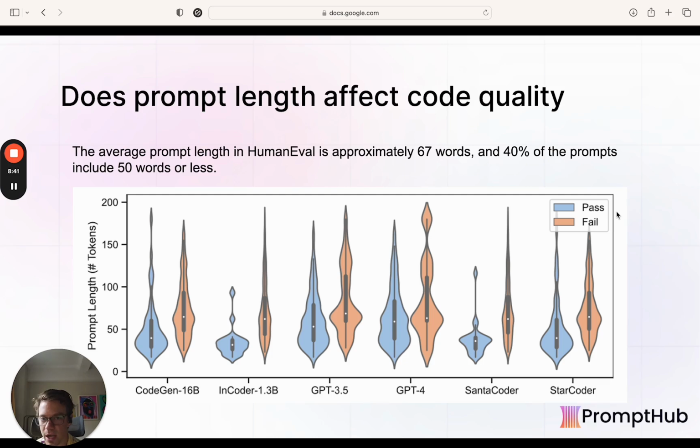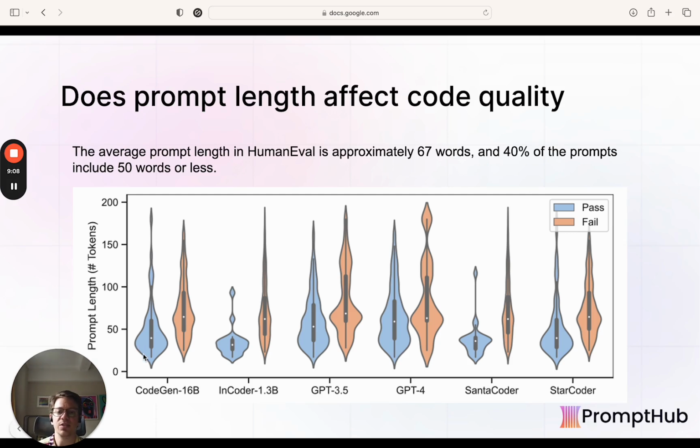And then they threw in this really interesting additional analysis towards the end, which certainly caught our eye, which was comparing prompt length versus code quality. They called it complexity, and they used prompt length as a proxy for that. But what was actually measured was prompt length. The prompts are pretty short on average. I would say most of them, the average is 67 to 47% of the prompts include 50 words or less.